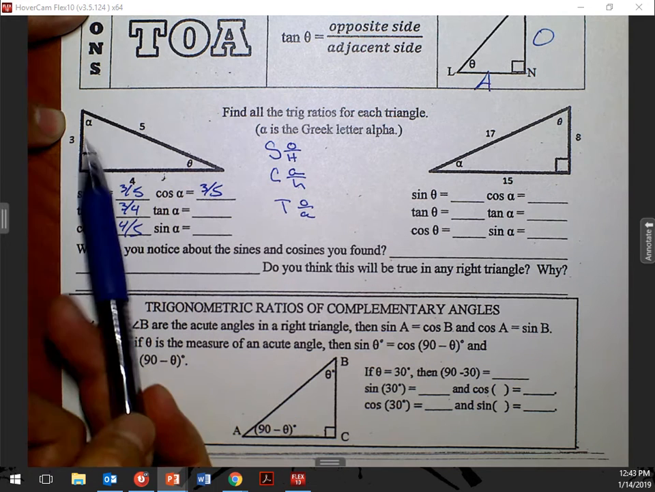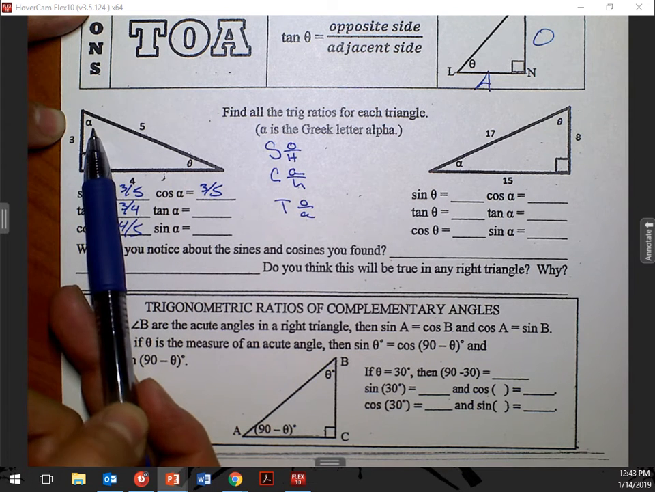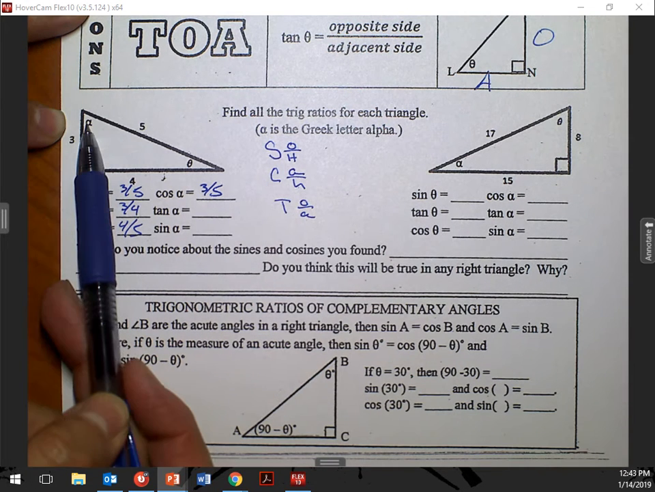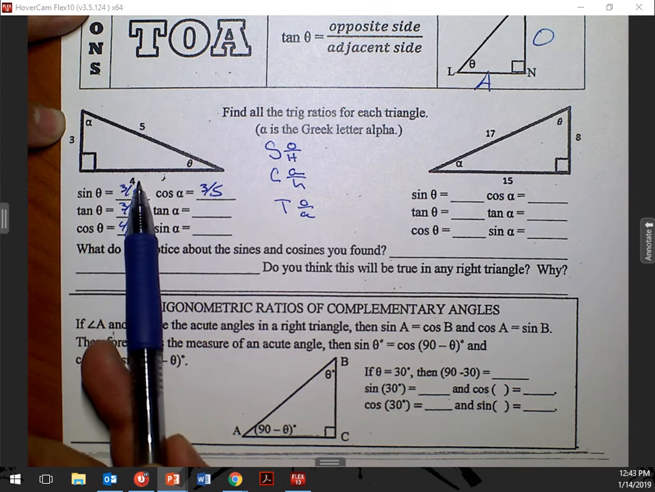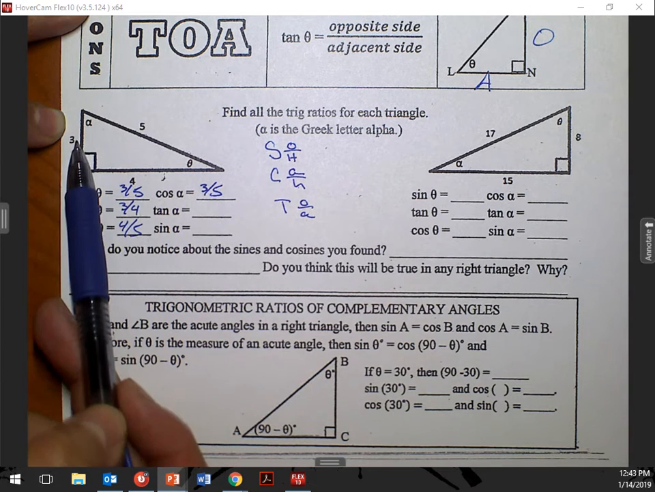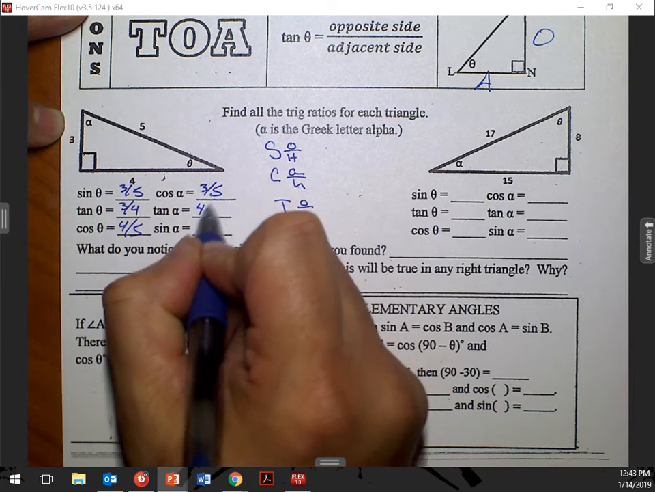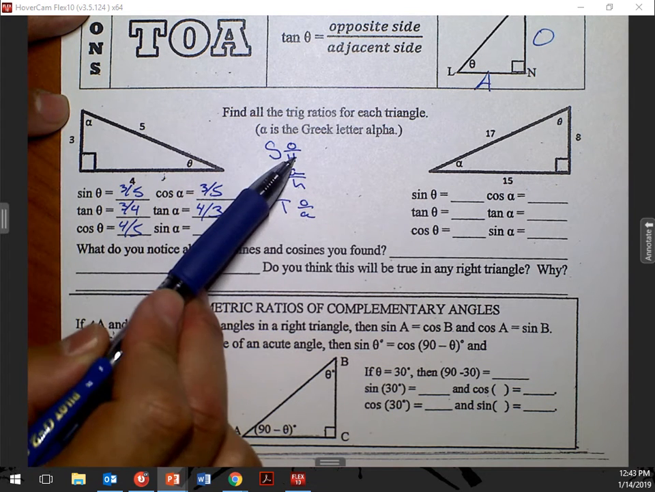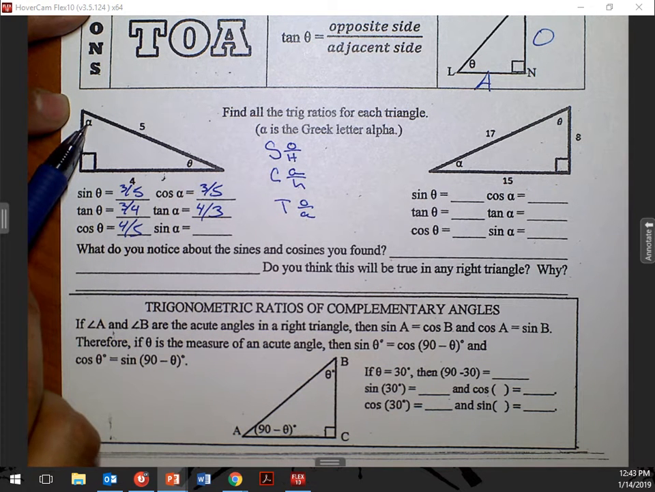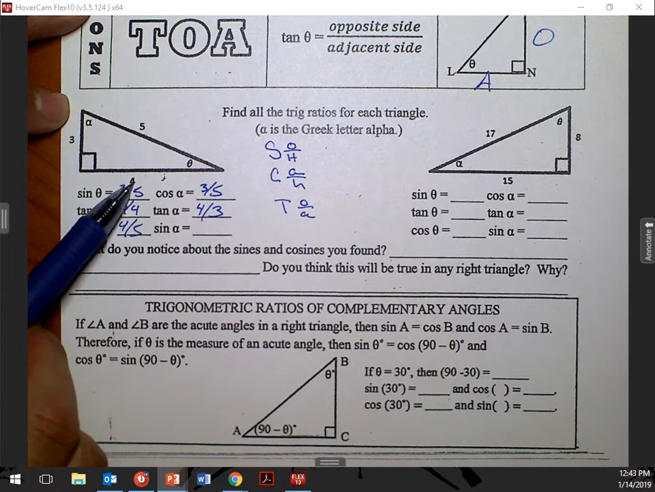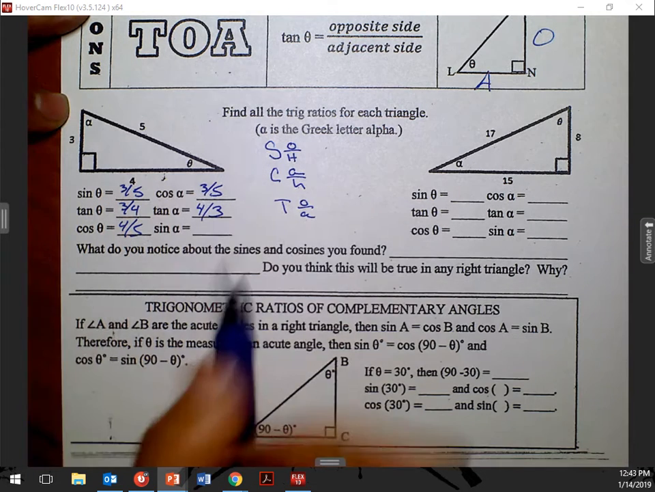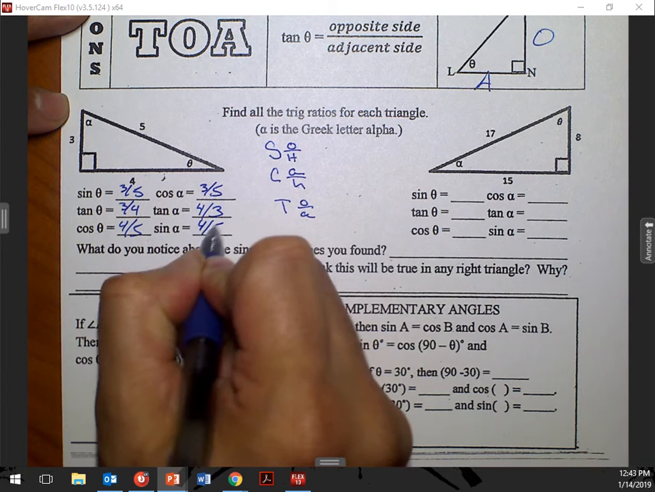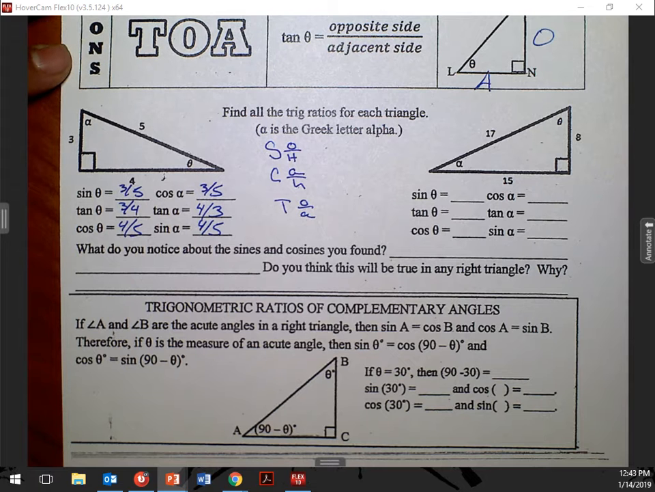Now tangent of alpha. Tangent is opposite over adjacent. So opposite is? 4. Adjacent is? 3. Very good. Sine of alpha. Sine is opposite over hypotenuse. So opposite is? 4 over? 5. Very good. Is that easy? Okay, let's keep going on this now.